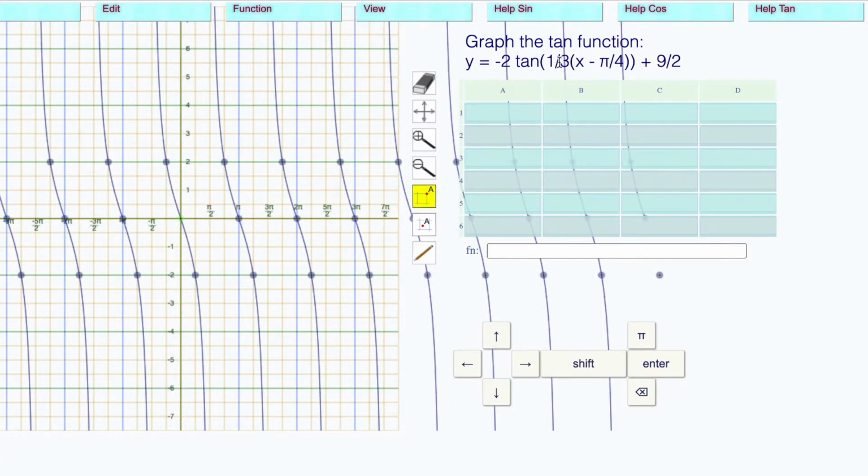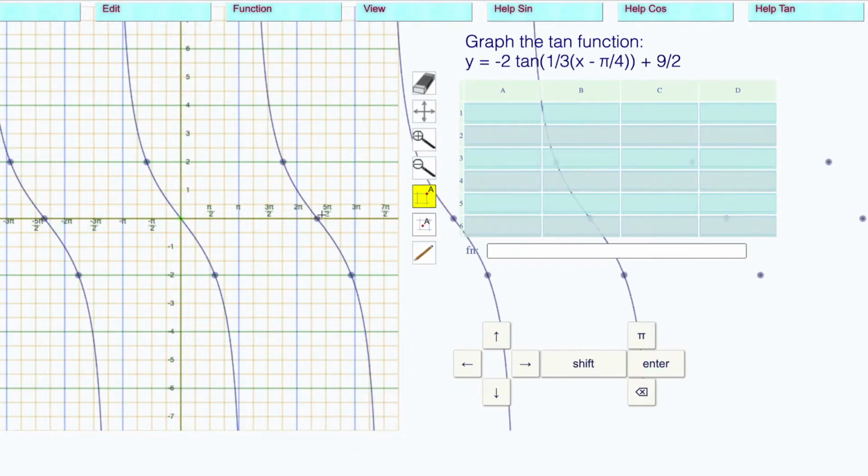And then the b is 1/3. This point, which normally goes through pi, I take the 1/3, the b, take the reciprocal of that, it's 3, multiply it by the pi. This point is going to go through 3 pi. Drag that to 3 pi.